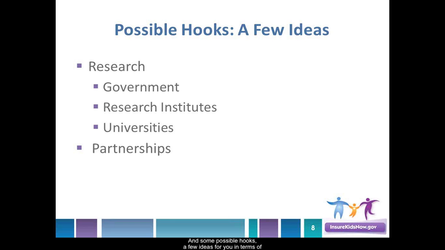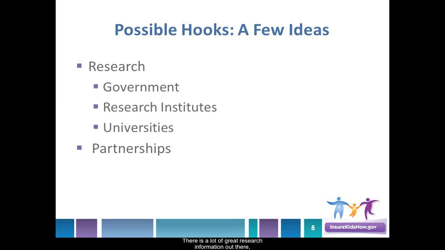And some possible hooks, a few ideas for you in terms of what can interest reporters. New research, if there are new statistics on children's health coverage. Great resources for this would be the census, through the government, the current population surveys, the research institutes such as Urban Institute, the State Health Access Data Assistance Center, or SHADAC, the Kaiser Family Foundation, the Robert Wood Johnson Foundation, and of course universities like Georgetown Center for Children and Families.